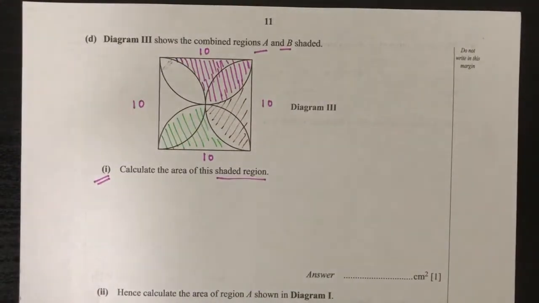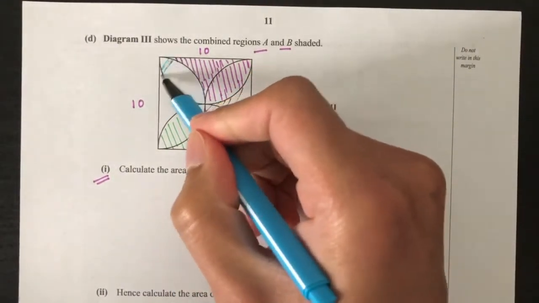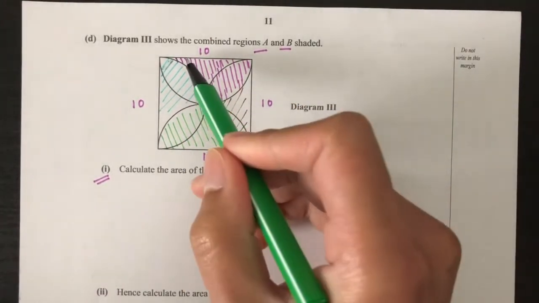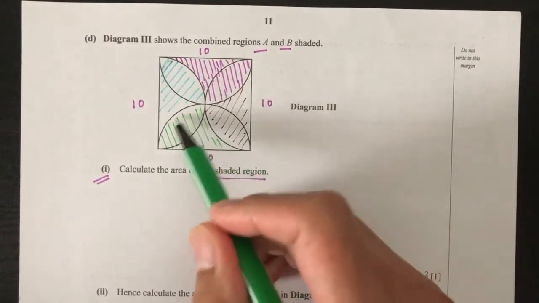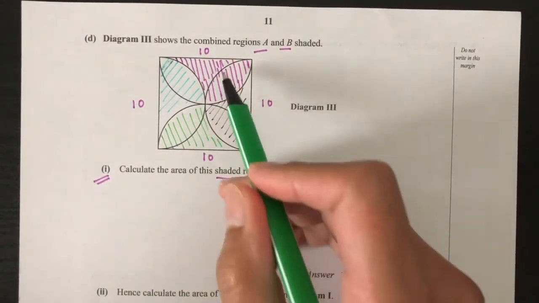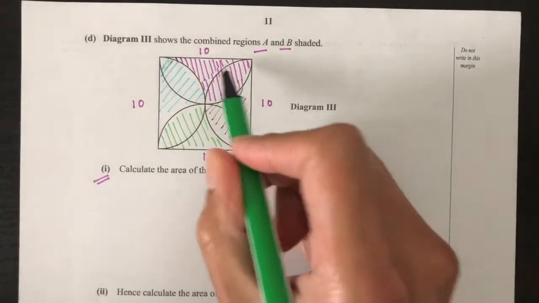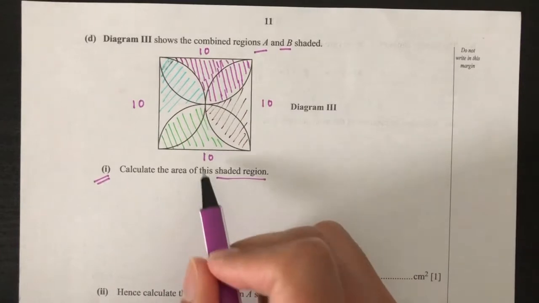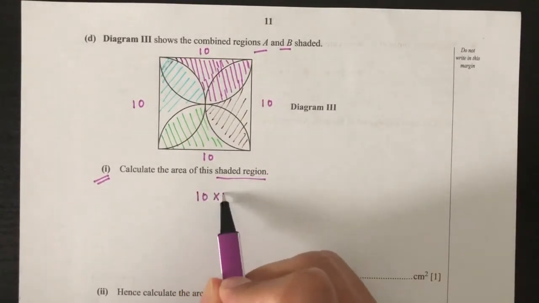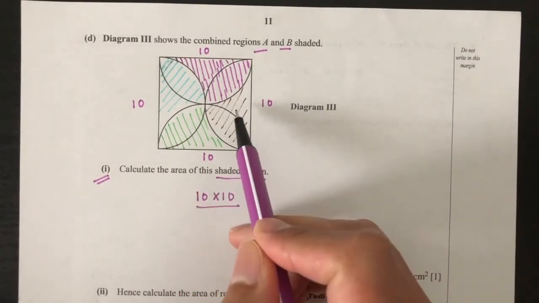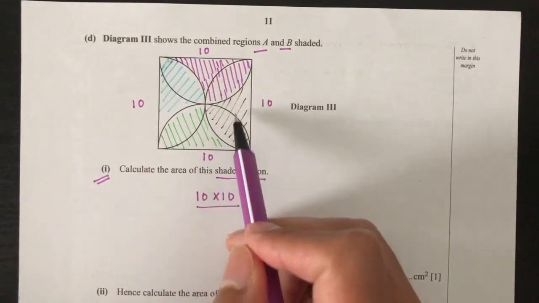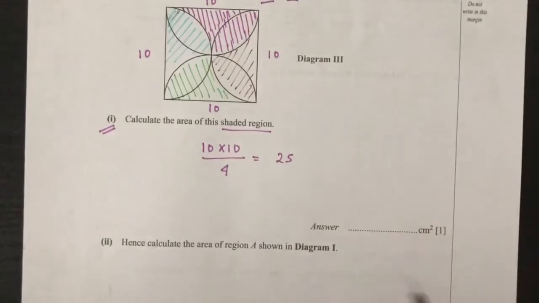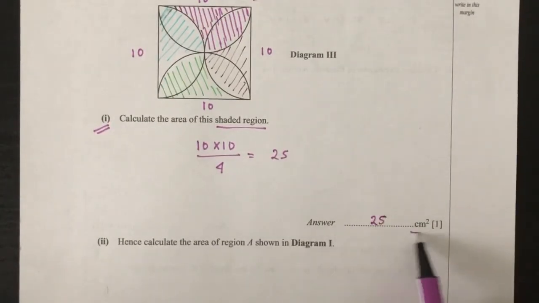Let me try a different color here. Let me try blue. So as you can see, this region is the same as this, this, and this. So we have 4 equal regions in the square. So we only want to find this side. So the area of this region will be area of square 10 times 10 divided by 4 pieces. So we have 1 piece here, 2, 3, 4, which are the same. So divide by 4, that will be 25. So area will be 25 centimeter square.